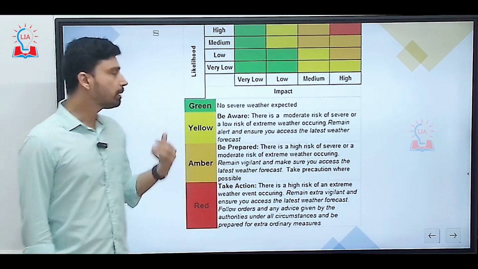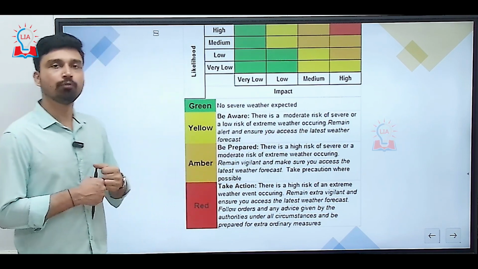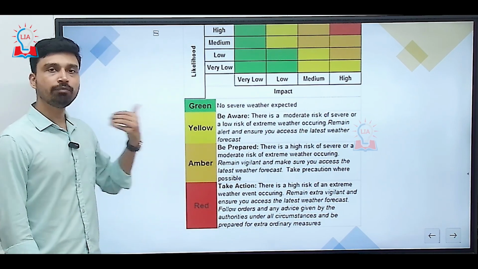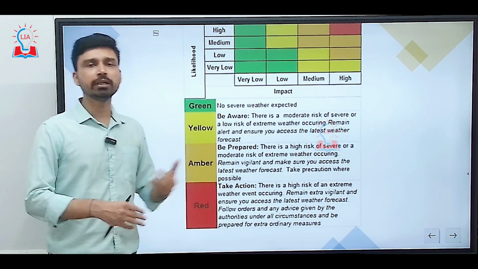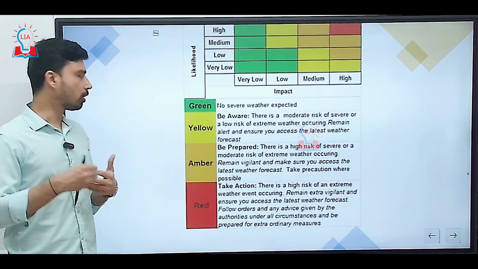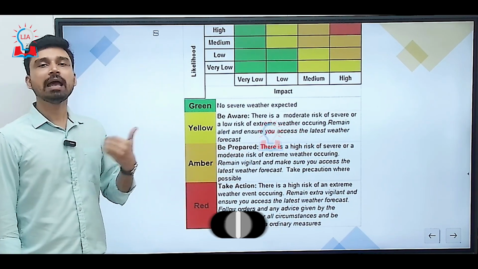That means the people are expected to remain alert and ensure that they have access to the latest weather forecast. Especially in terms of fishermen, it is important for them to have the understanding about this color coded warning so that they can decide whether to venture out in the sea or not. Similarly, if amber or orange alert is declared, that means the people have to be prepared.